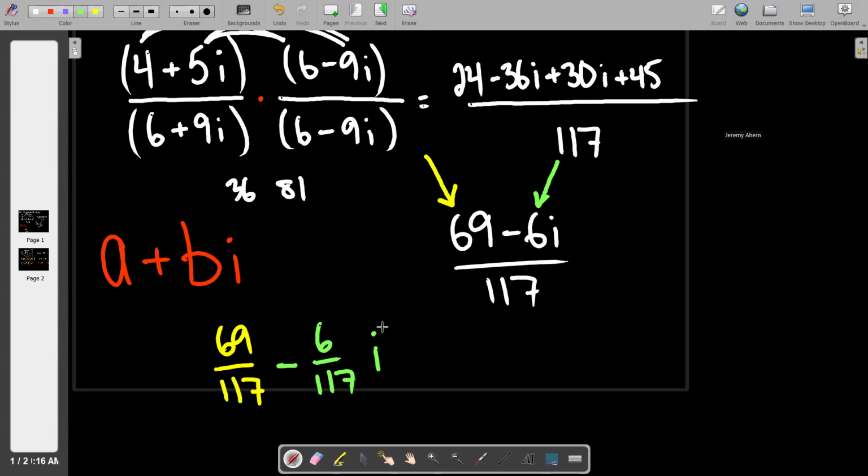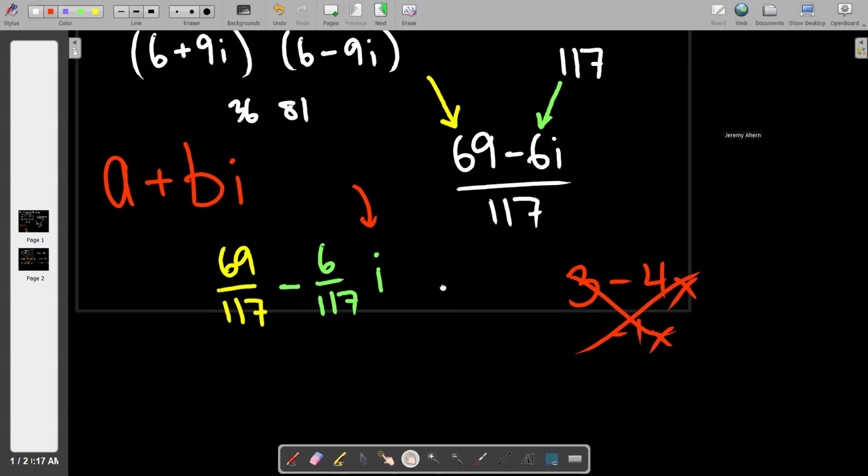Does anyone know why this isn't done? No, you cannot add those fractions together. They are not like terms. That's like saying that 3 minus 4x is equal to negative 1x. This one has an i. These are not like terms. You cannot put them together. There's something else, though, that we might be overlooking.